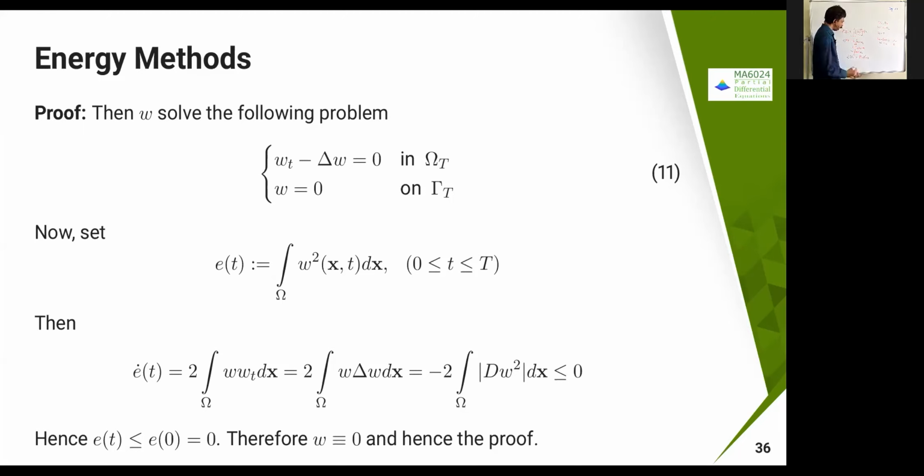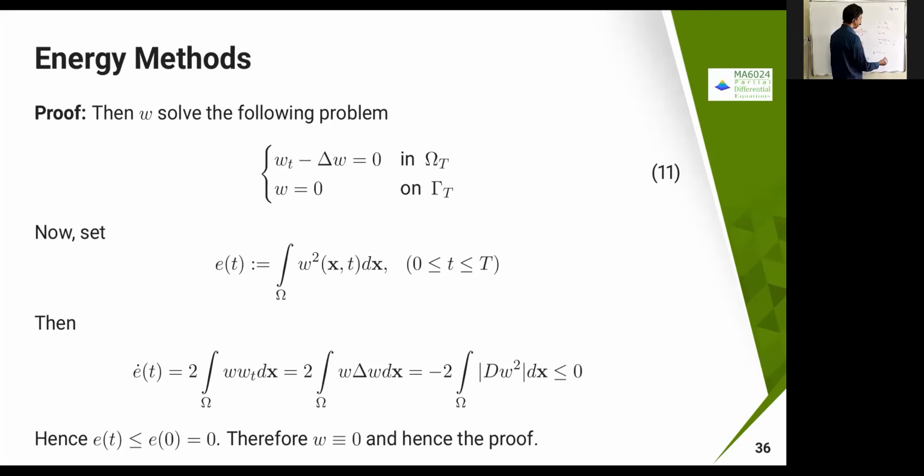But you see, the integral of the gradient of w squared is always positive. This is never going to be negative. So the minus sign is here. Therefore, this is going to be less than or equal to 0. This entire term could become positive only if this integral became negative, but that is not going to happen. Therefore, E dot of t is less than or equal to 0.